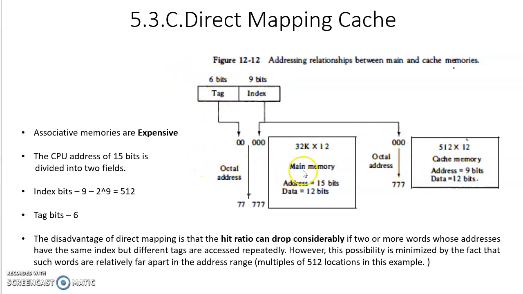That means this main memory is split into 64 parts, because it is 64 times bigger than this. It's like a book having 64 pages, and each page has 512 lines. Remember this analogy: main memory is a book with 64 pages and each page is similar to cache memory. Each page has 512 lines.